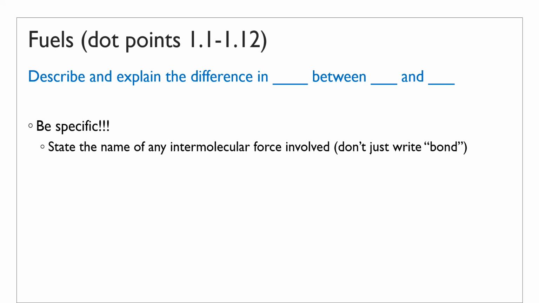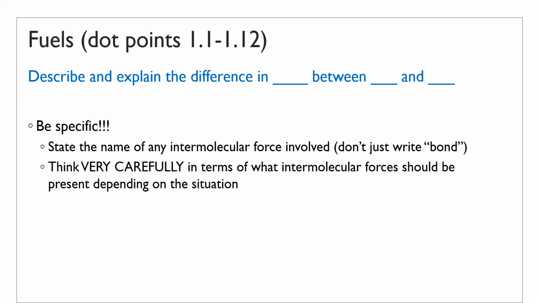Sometimes people just write bonds, like the bonds are stronger. Which bonds? Covalent bond, metallic bond, ionic bond? I don't know. You have to tell me what it is, okay? State the name very, very clearly. Also say it correctly, because if you say it wrong, you also lose marks. Which is my second point.